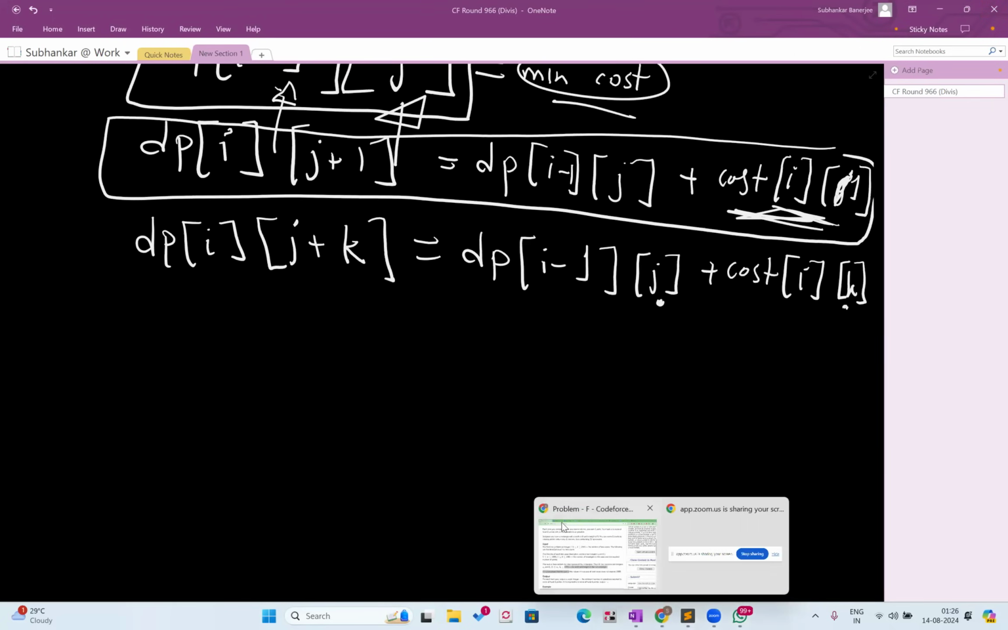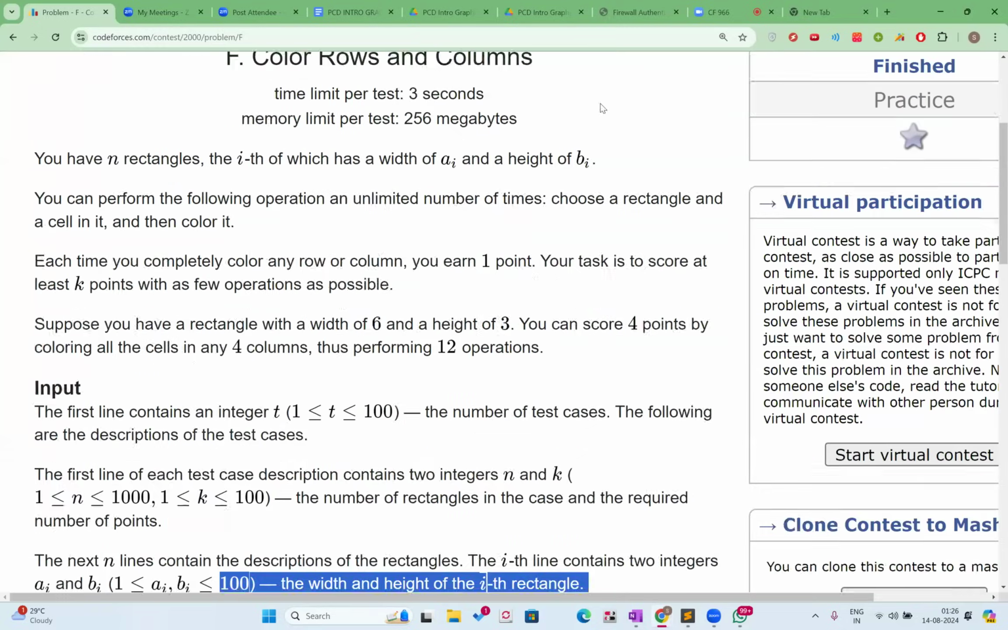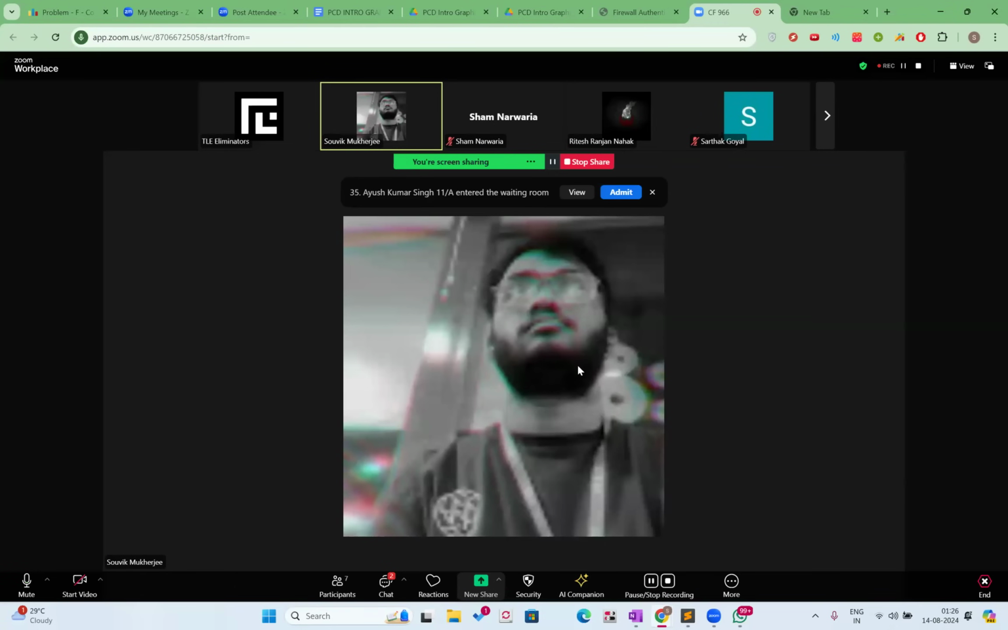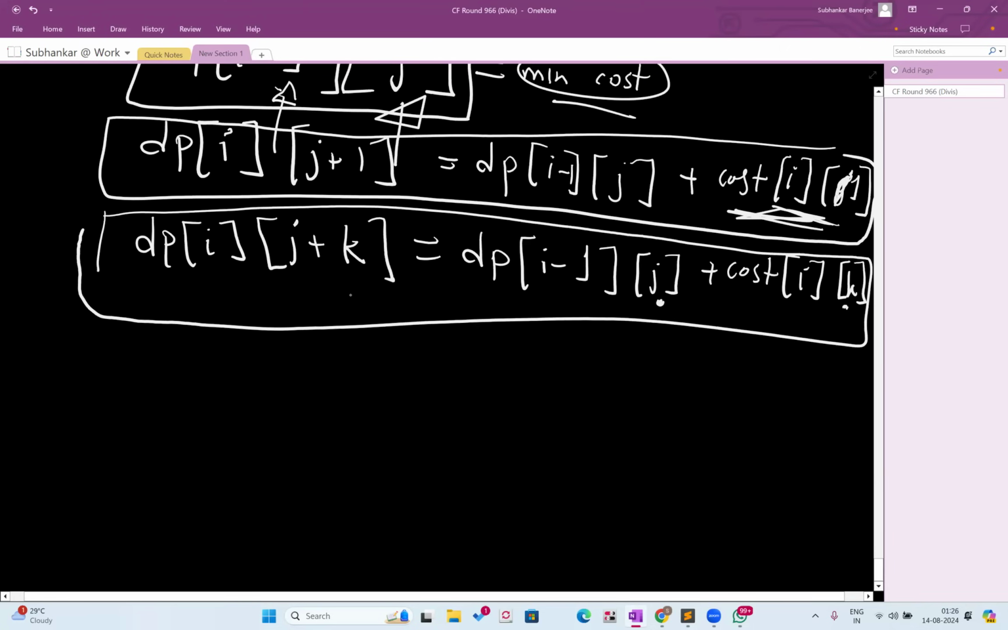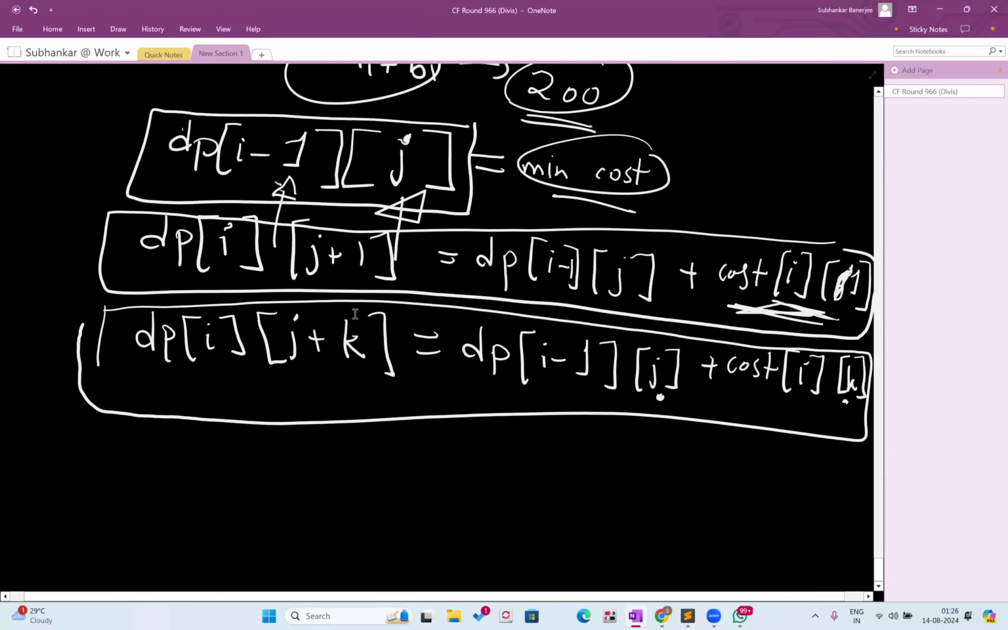So are you getting this transition? Yeah. The knapsack part was not clear. I only understood till, say, the example computation for a particular rectangle. Can you repeat? Okay.